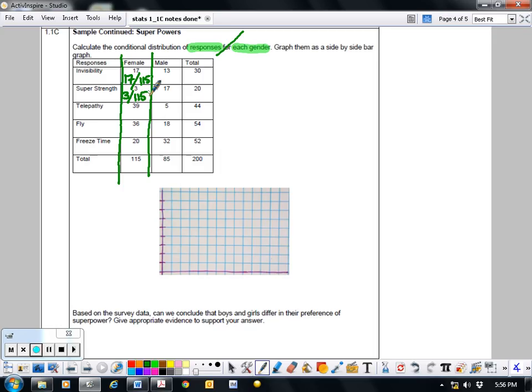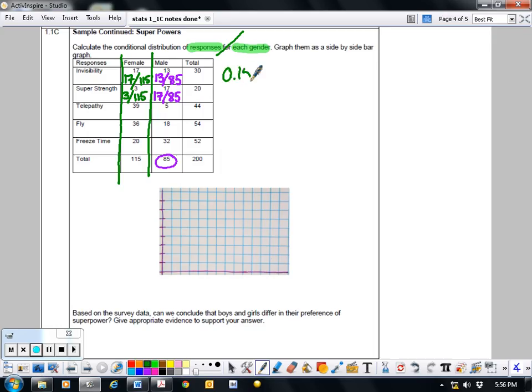And then I'll do a conditional response for superhero powers for males. So for males, it would look like 13 out of 85. Keep in mind, this is a different total. We have a different total number of males. 17 out of 85, and so on and so forth. So I'm going to make a little table over here that tells us what those proportions are.